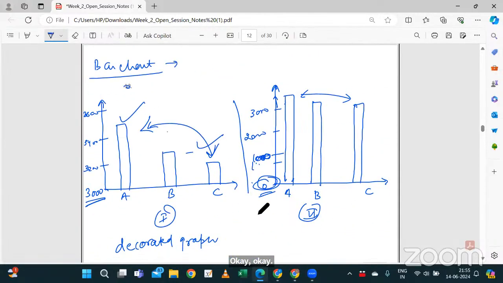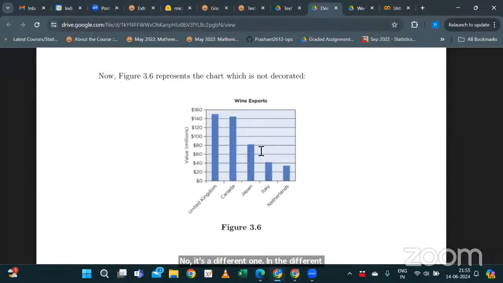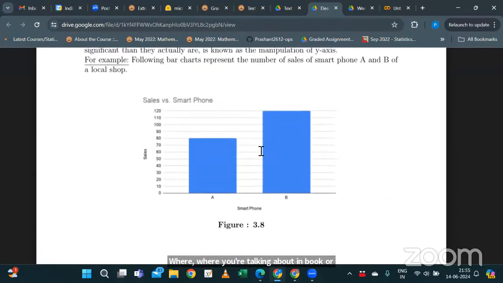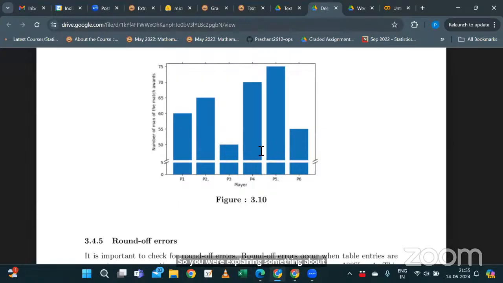Where are you talking about, in the book or in Colab? In the book, sir. Sir, you were explaining something about the manipulation of the y-axis. This one? Yes, sir. No, the baseline is 0, right? But sir, why are we doing a break at 5 here, and why 0 in that one? I am not understanding that. See, it started from 0, but why are we indicating the y-axis break?